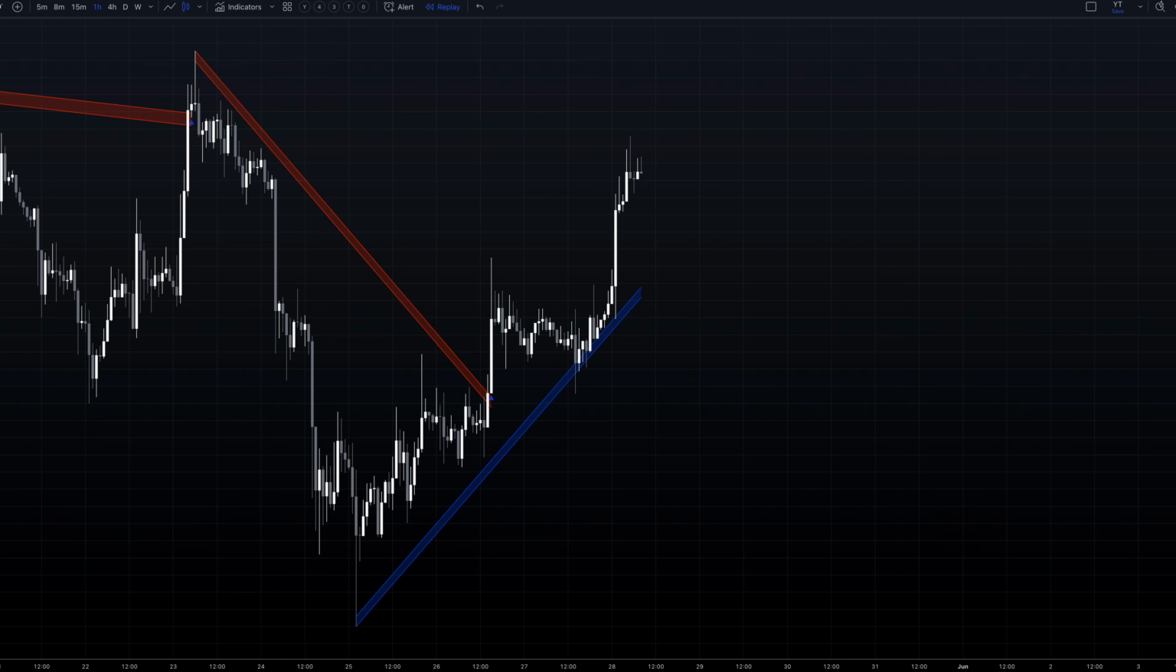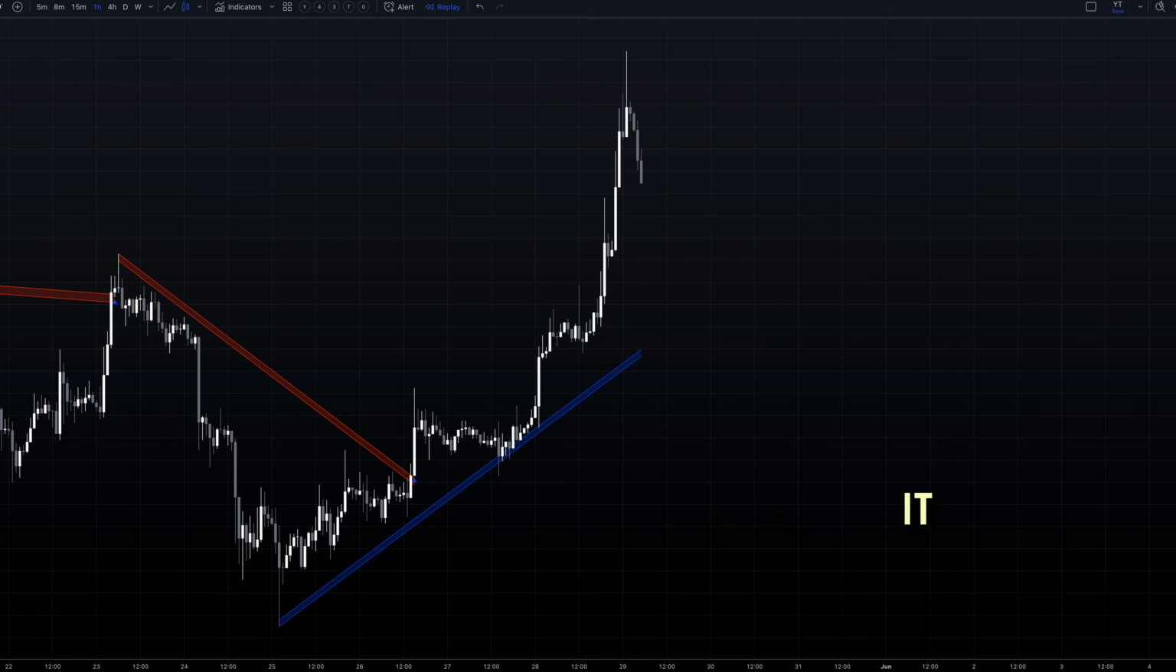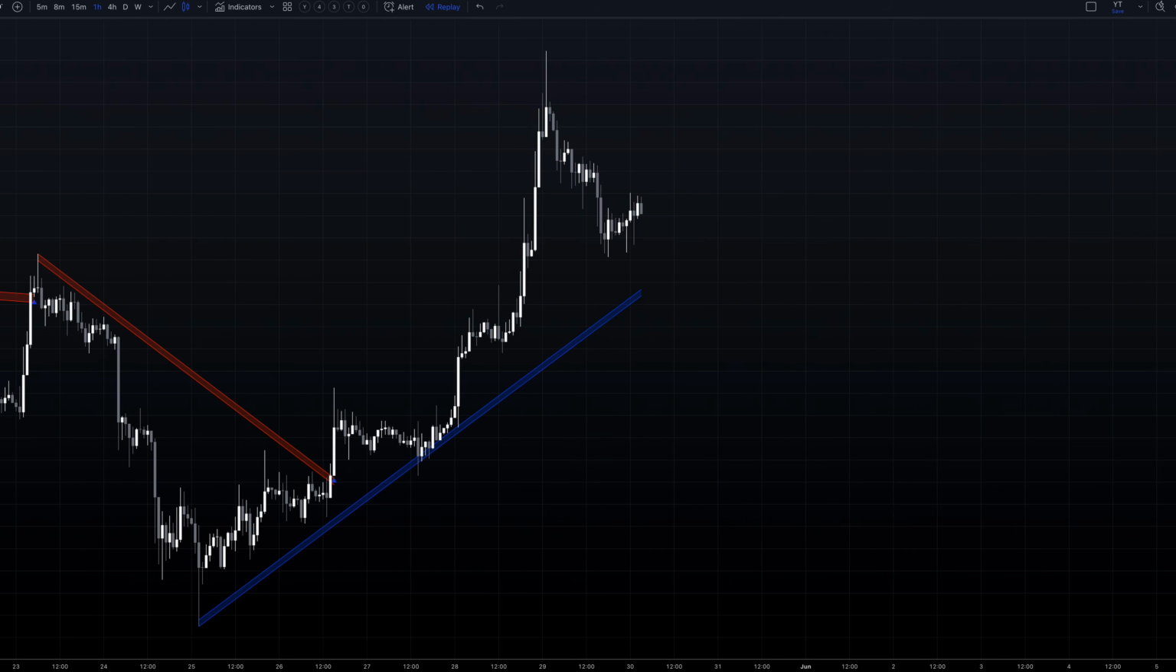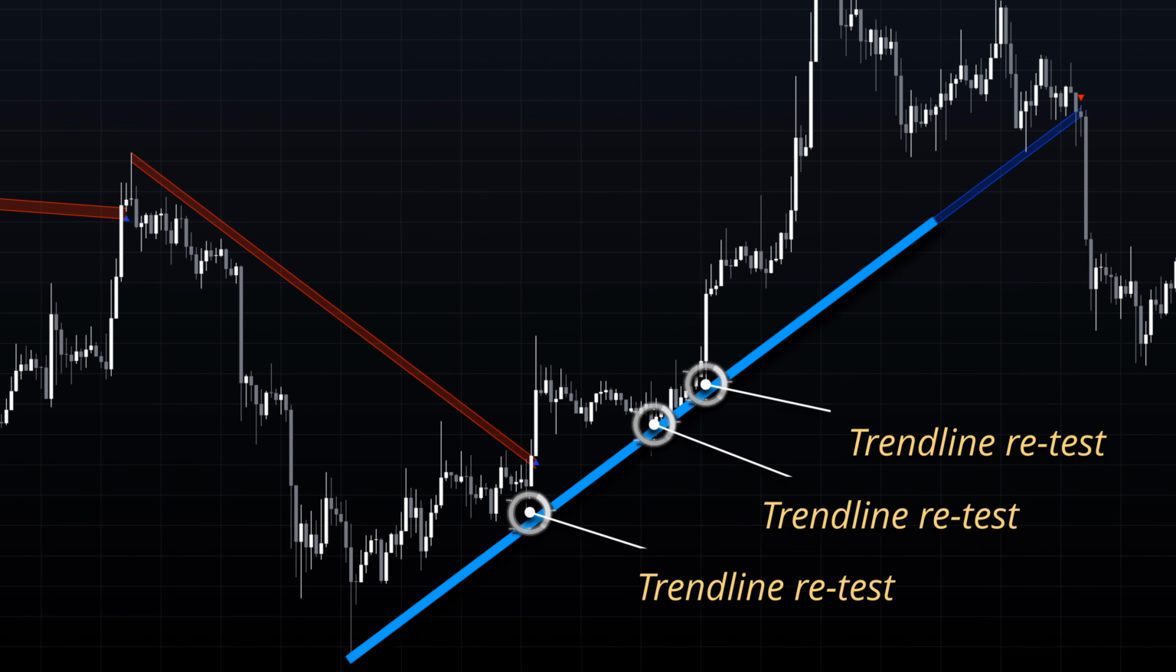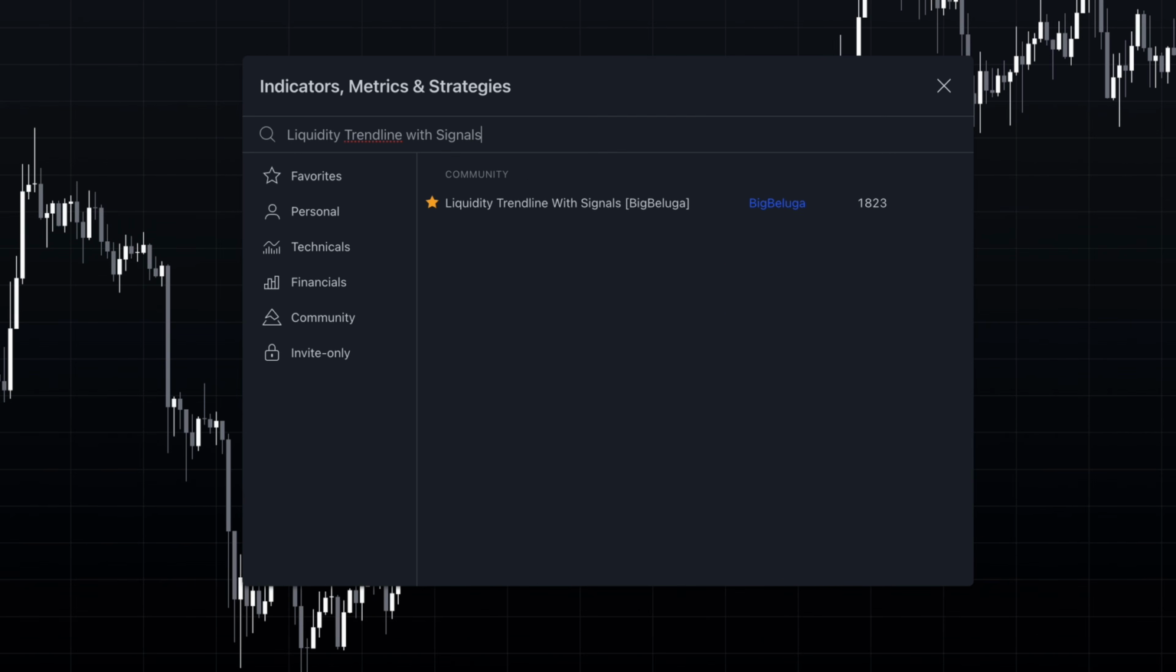After a breakout, price may return to the trend line, testing it as support or resistance. This retest scenario is an essential part of market analysis, as prices that bounce off the trend line may signal a continuation of the existing trend. It's called the Liquidity Trend Line with Signals by Big Beluga.